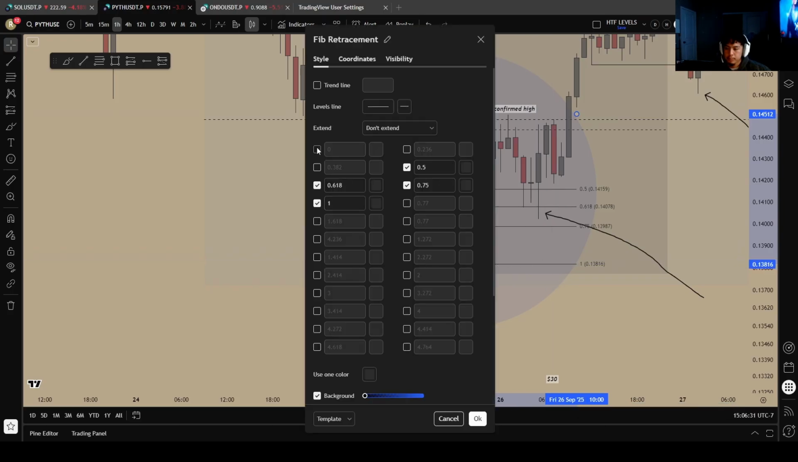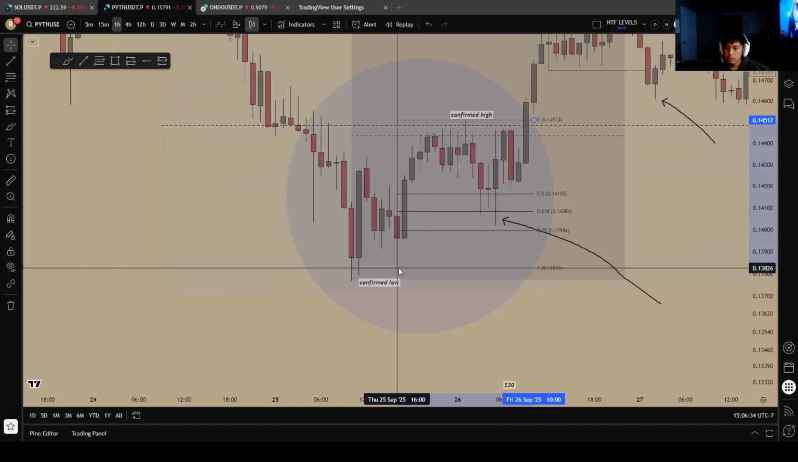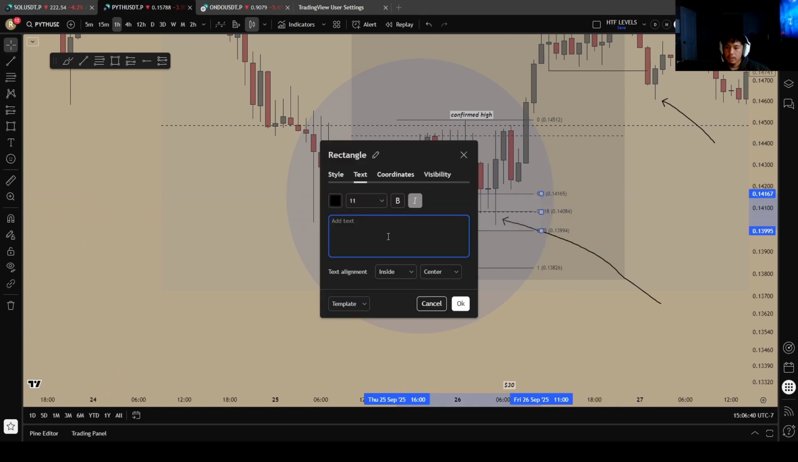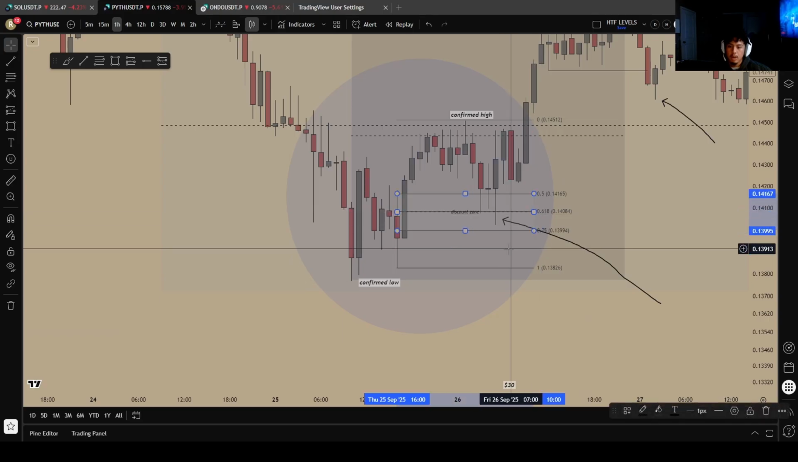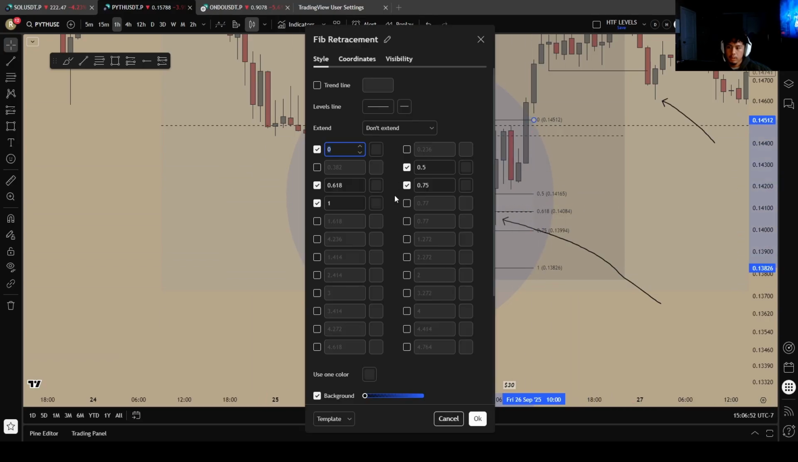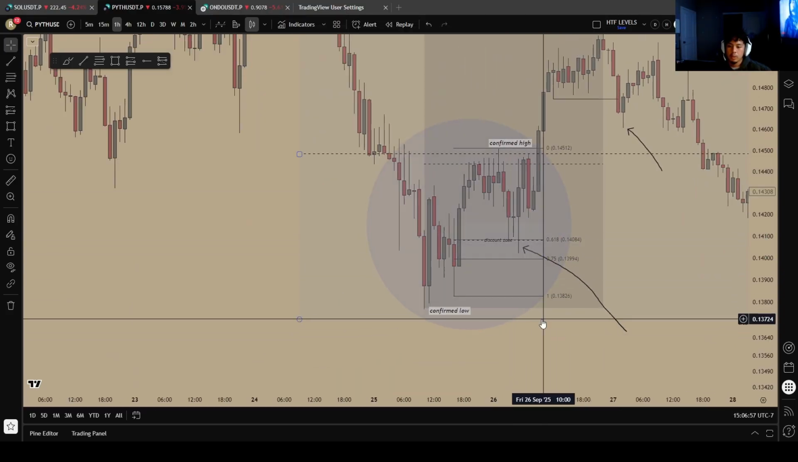So that's all I did, from this low to this high. And what I could do after I do that is identify the 0.75 to 0.5 as my discount zone. As soon as price touches here, this is an opportunity to go long, with the expectation that price will continue higher. Okay, so this is my discount zone.